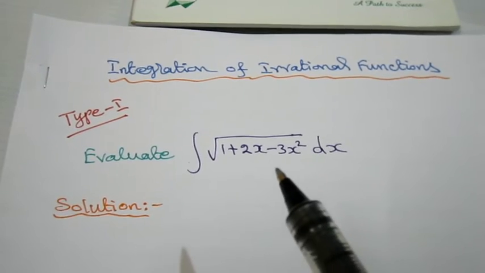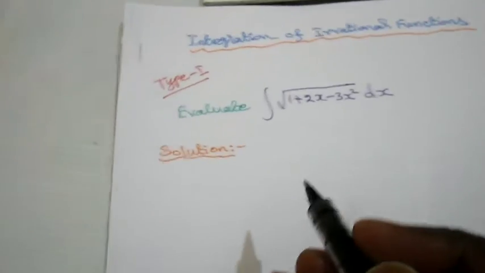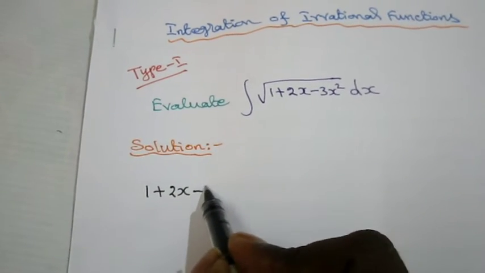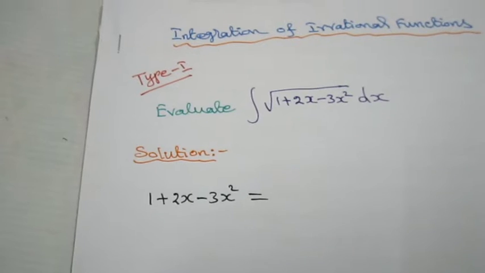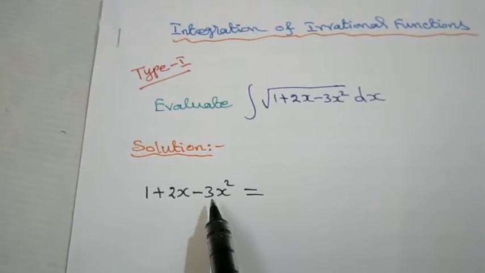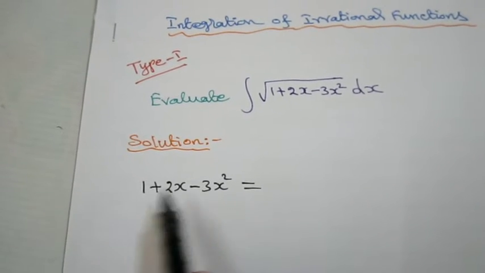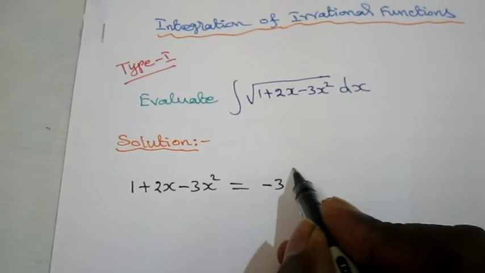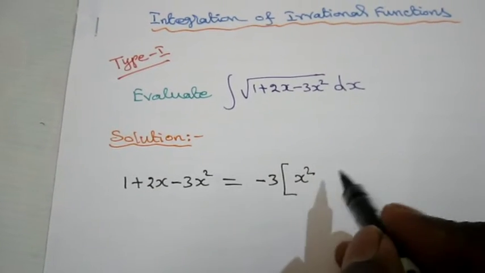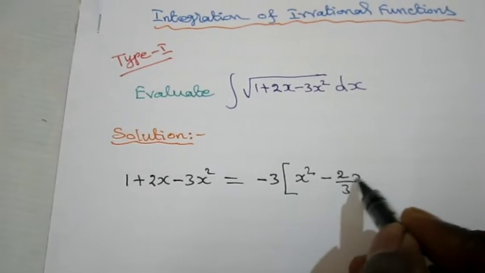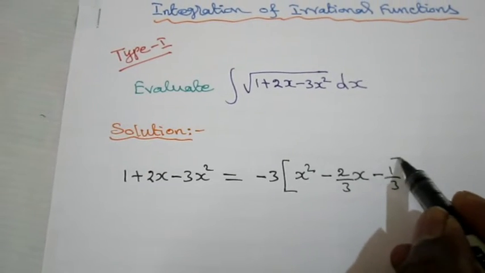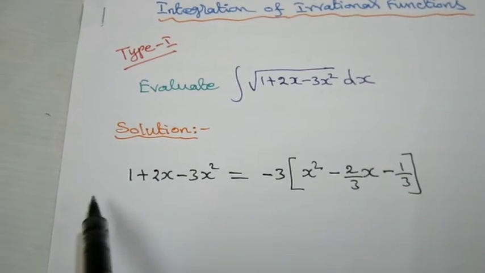Okay, so now to apply perfect square, I am going to take the quadratic equation. The quadratic equation is 1 plus 2x minus 3x square. To apply perfect square, the x square term must be 1, so I am going to take minus 3 outside. Taking minus 3 outside, you will be getting x square minus 2 by 3x, and this 1 will be converted into minus 1 by 3.